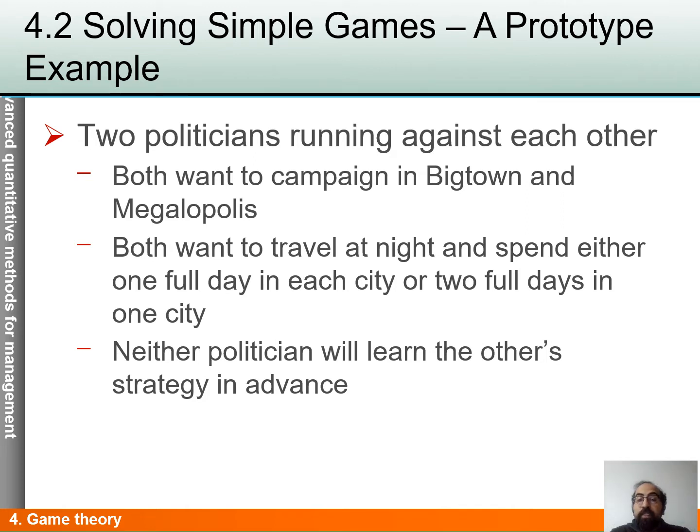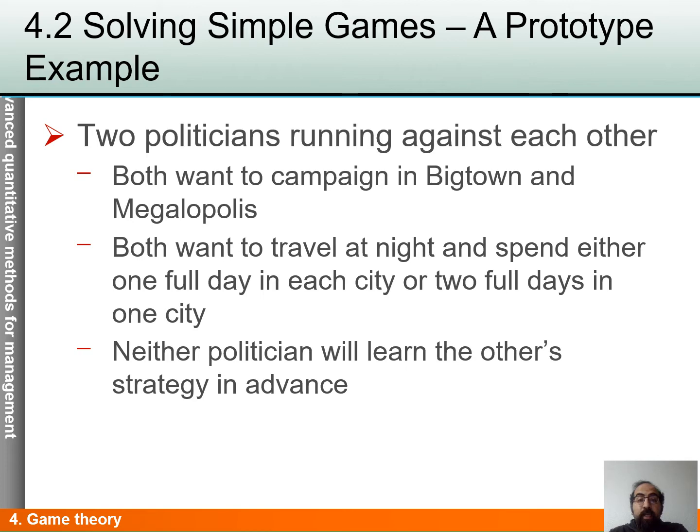So, what is the translation of these two politicians? Two players. Okay, so two-person until here. Both want to campaign in Big Town and Megalopolis. Whatever, they are two different cities where they want to campaign. What is the value of that? Winning the number of votes, for sure. When one wins this number of votes, obviously the other one loses that number of votes. Okay, so for this reason it is a zero-sum game.